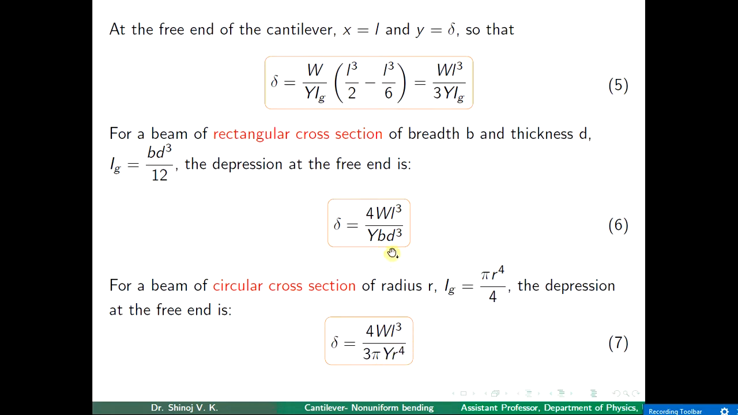Using this expression, we can find the Young's modulus of the material of the bar. You have these experiments in your practical sections where you need to find the Young's modulus of the material of the beam using these same expressions, and you can measure the depression at the free end using different methods. We will discuss that in your lab sections.